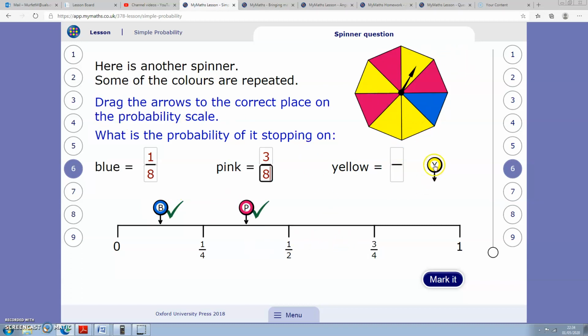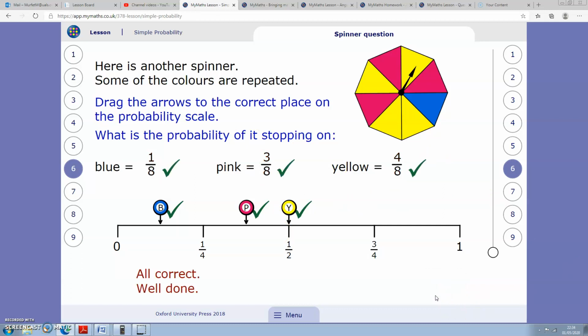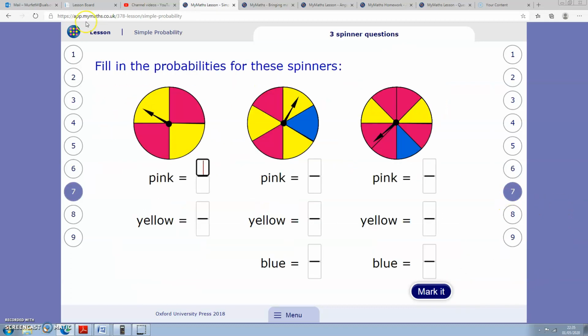And then yellow, what have I got left? So 1 and 3 adds up to 4. So I should have 1, 2, 3, 4 sections left over. 4 out of 8, and 4 out of 8 is equivalent to a half. Yeah. Okay. And we're all done. On to 7. Fill in the probabilities for these spinners.